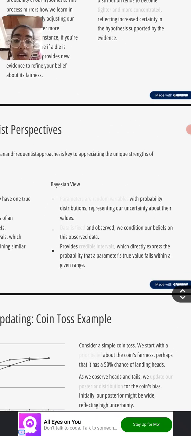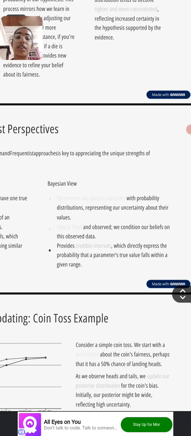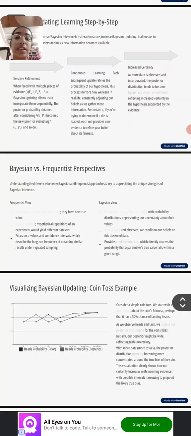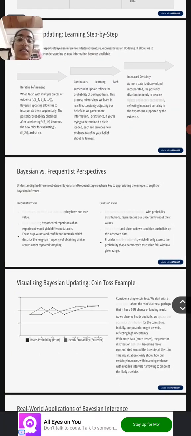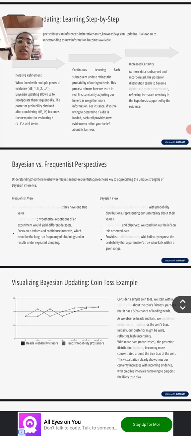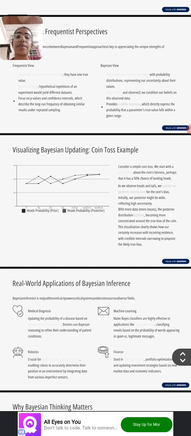Bayesian view: parameters are random variables with probability distributions representing uncertainty about their values. Data is fixed and observed. We condition our beliefs on this observed data. It provides credible intervals, which directly express the probability that a parameter's true value falls within a given range.